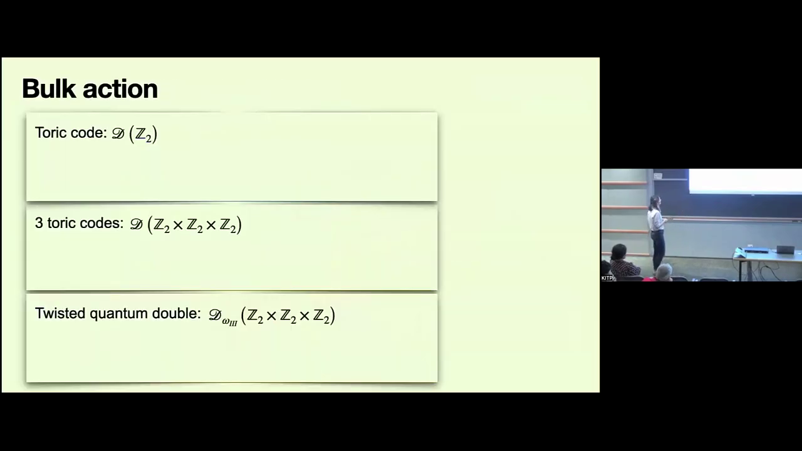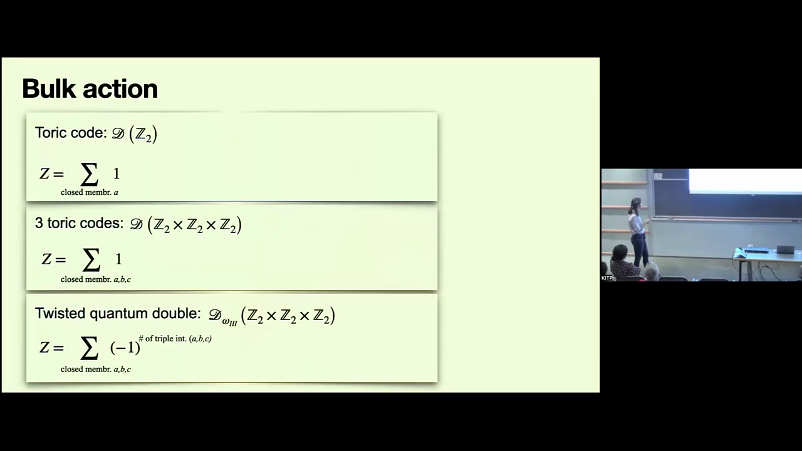Right, so in the bulk, the bulk action, we first of all need to write down what the action is in the bulk. It's just a topological action that we can then turn into a circuit. For the toric codes, the path integral is just trivial, and we just sum over all closed membrane configurations, which are enforced by stabilizers of the toric codes. And then for copies of the toric code, we just label those membranes. I will label them by colors. And then for the twisted quantum double, we will have membranes that are labeled by 3 colors, but every time there is a triple intersection, there is a -1 phase. So that's really the topological action we will be realizing.